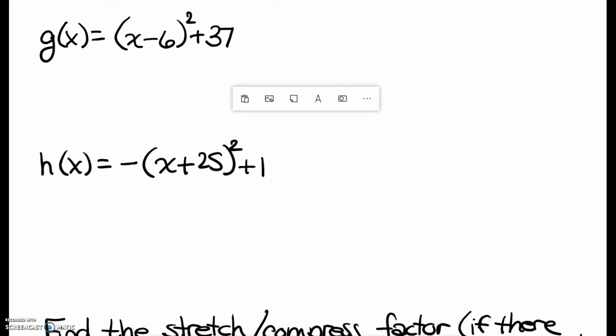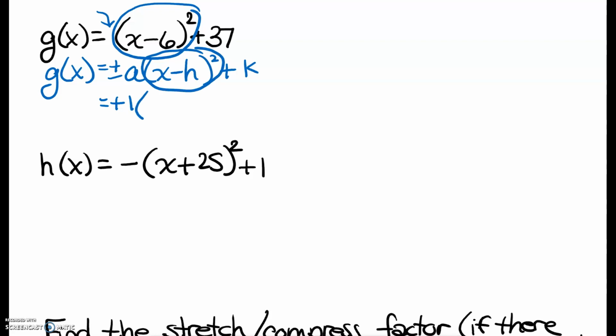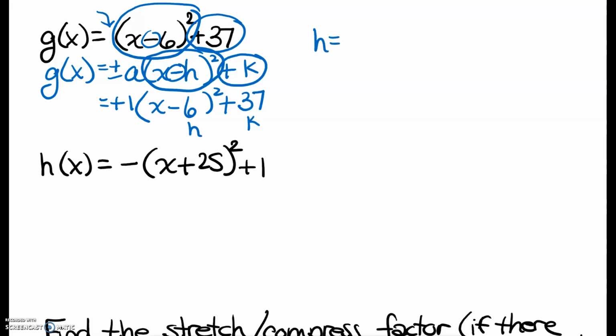All right, so for this one, it is plus or minus a times (x minus h) squared plus k. I see that I have a positive 1 out in front. My squared term, I'm subtracting 6, so my signs match up. This matches up with this, so we're good. My sign matches up here too. It's a plus, and that's a plus. This is my h value, that's my k value. h equals 6, k equals 37.